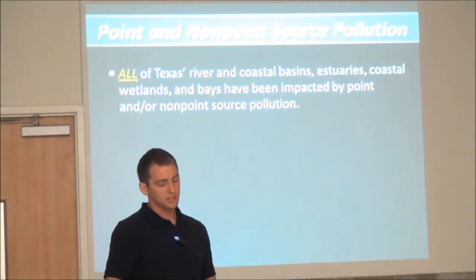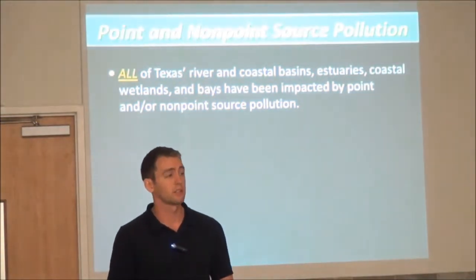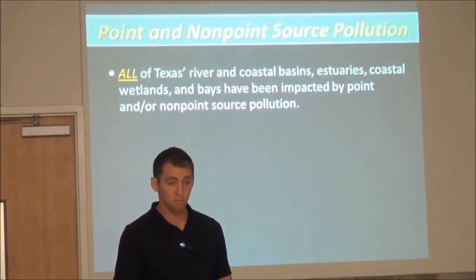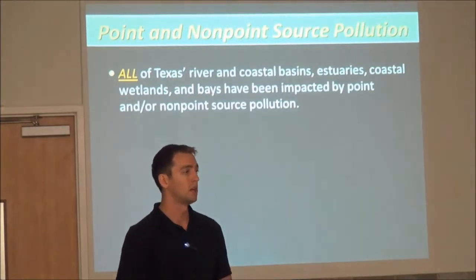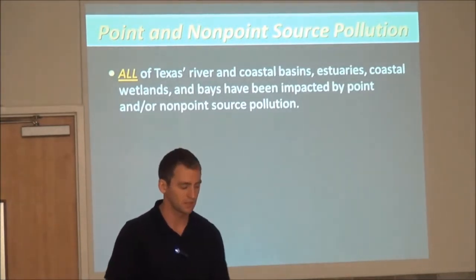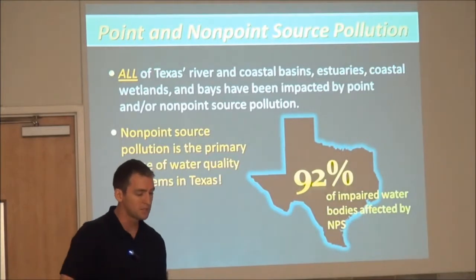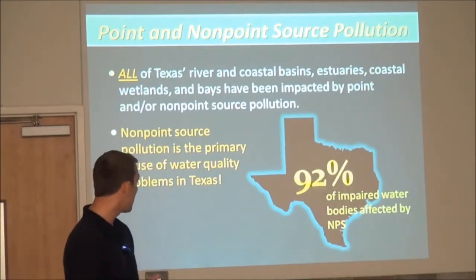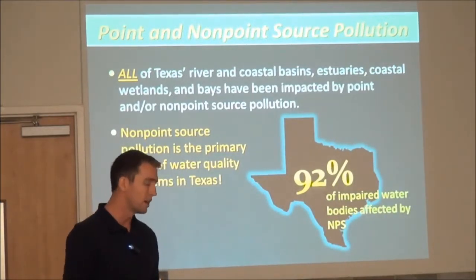So all of our river basins, coastal basins, the estuaries here in Texas are affected to some degree by both point and non-point source pollution. Which do you think is bigger or has a bigger impact on water quality issues here in the state? Point or non-point? Non-point. That's exactly right. About 92% of the impaired water bodies are affected by non-point source, so the vast majority.